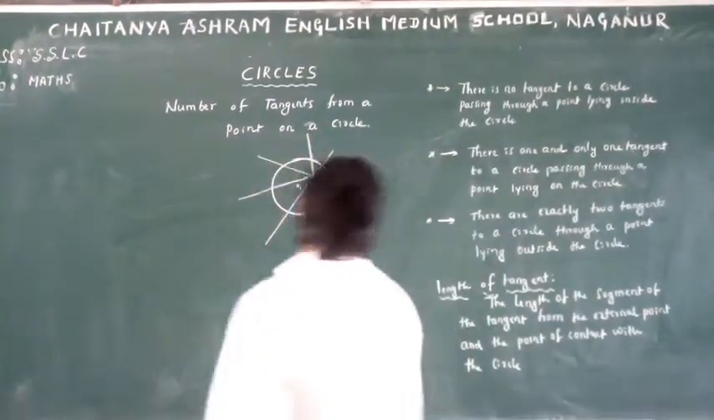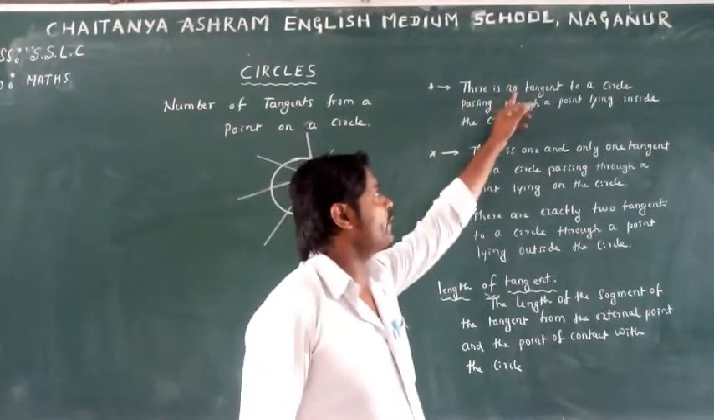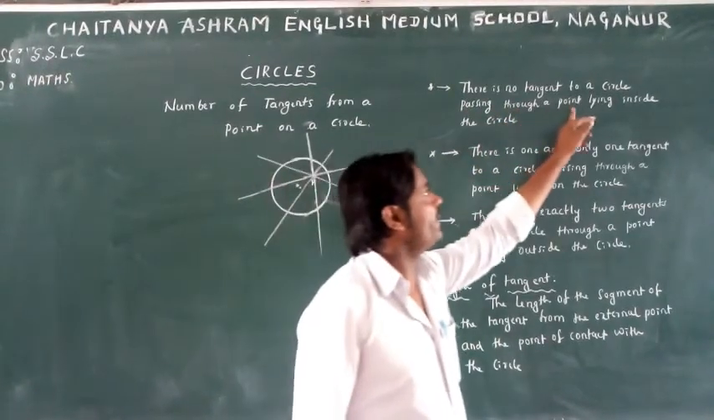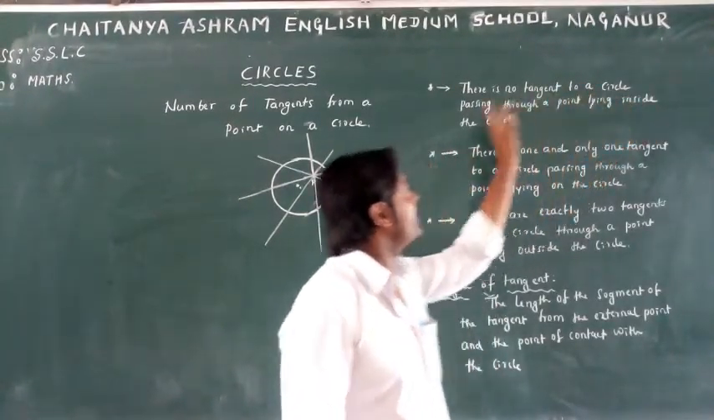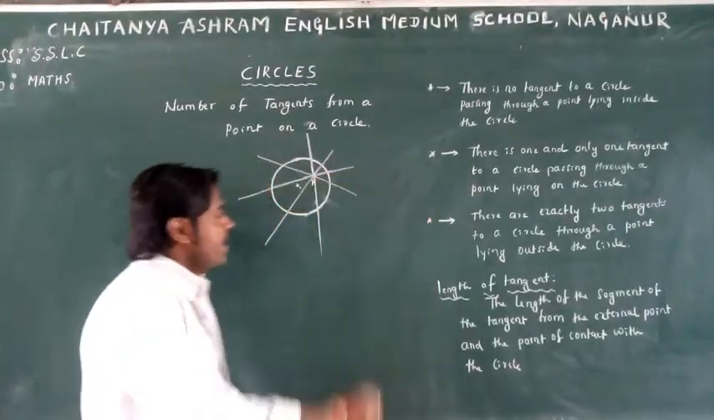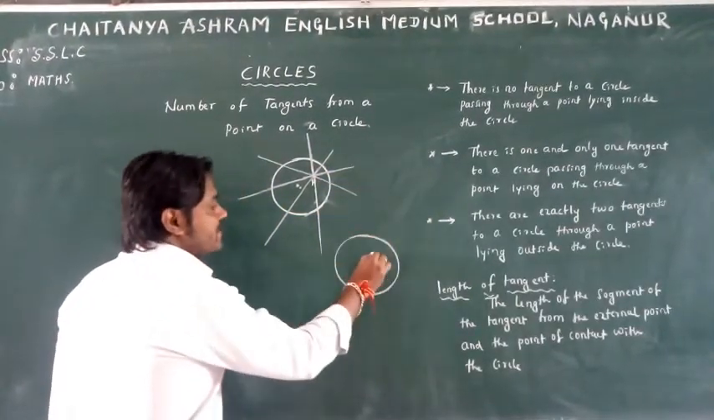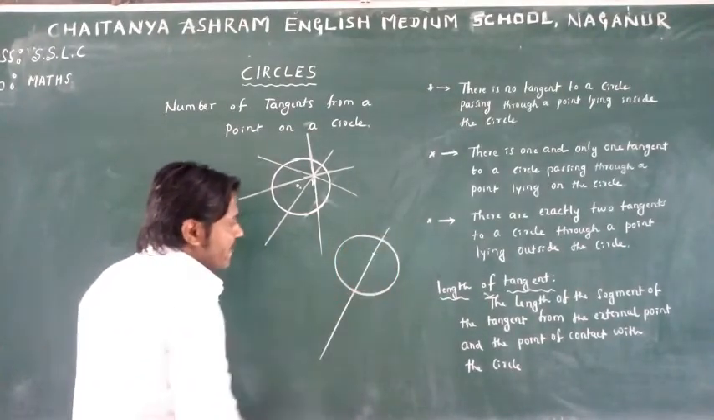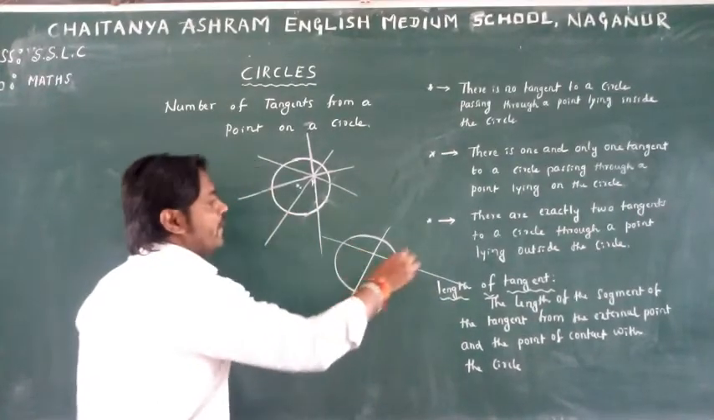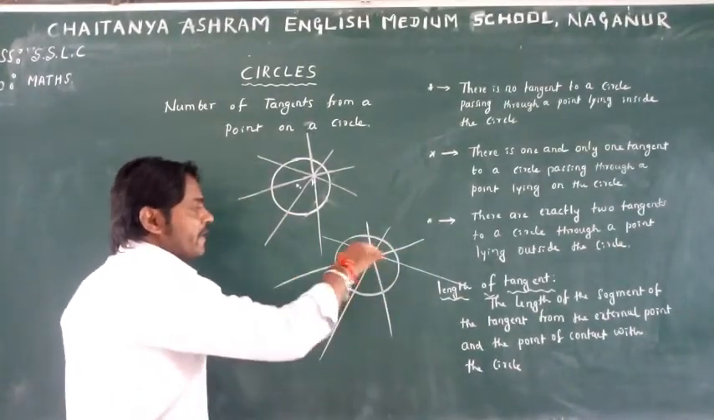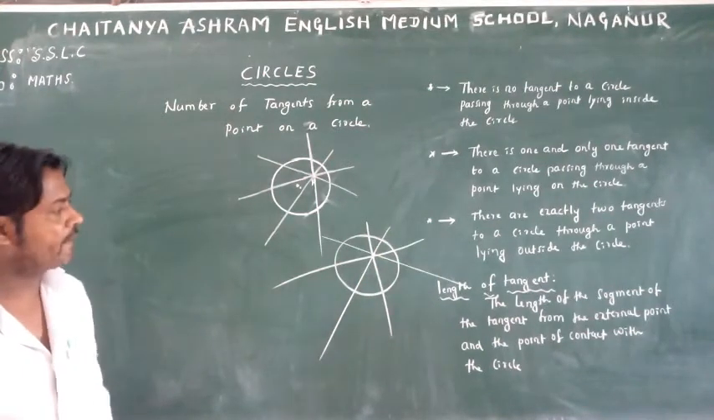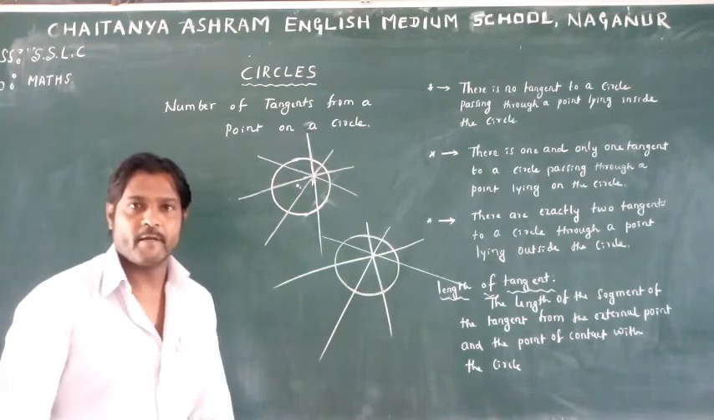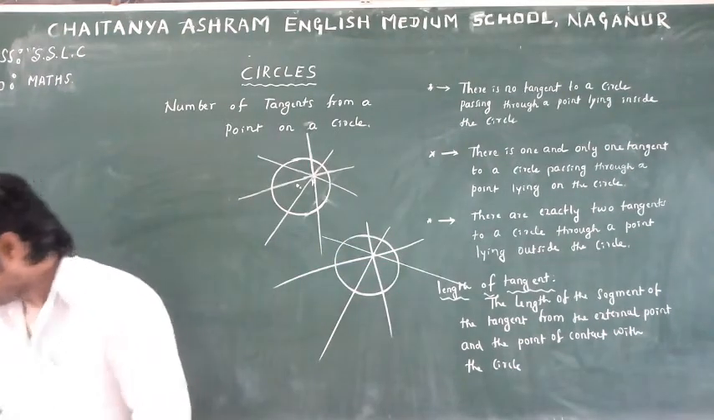See here, dear children. There is no tangent to a circle passing through a point lying inside the circle. If a point lies inside the circle, there are no tangents passing through this point because that point is inside the circle. Then what are these lines? These are all secants. Clear? Next.